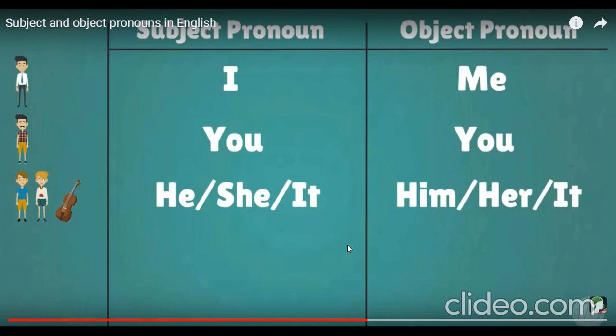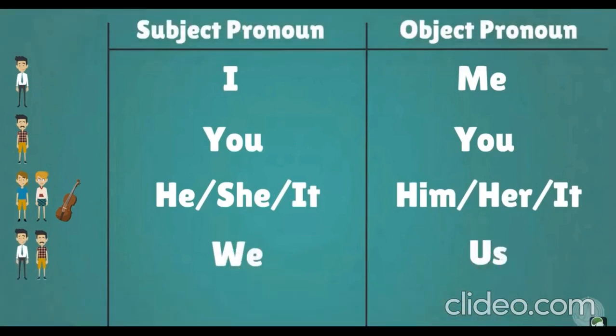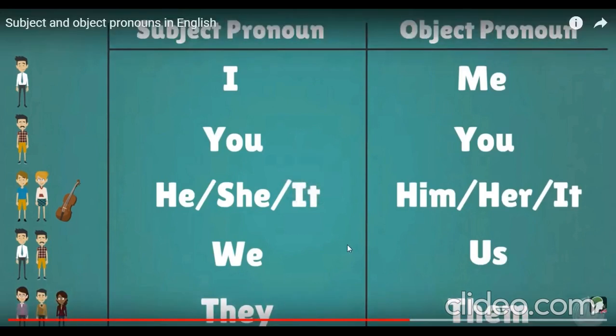I, me; he, him; she, her. And let's see, they. We, us. They, them. Okay. I, me. And you can put them in a sentence. We can try to put them in a sentence, or a song, as we said, I can use a song to try to memorize them.